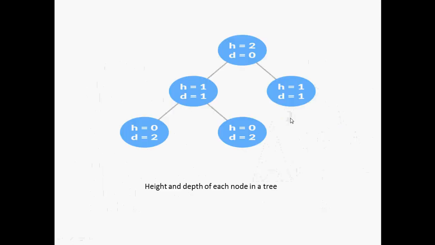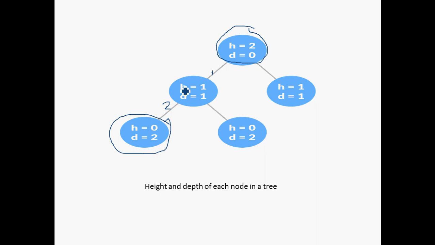Let's understand the concept of depth and height with this diagram. The very first node is having height 2 and depth 0. So it is a root. Root will have a depth 0 and height 2 because the deepest leaf is this, and to reach this deepest leaf we have 2 edges. This is the first, this is the second. So height is 2 for this node and the depth is 0.